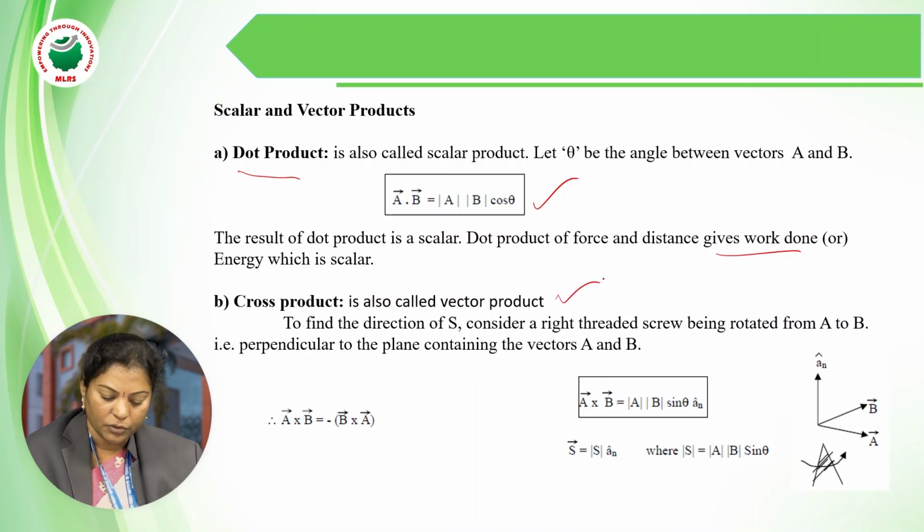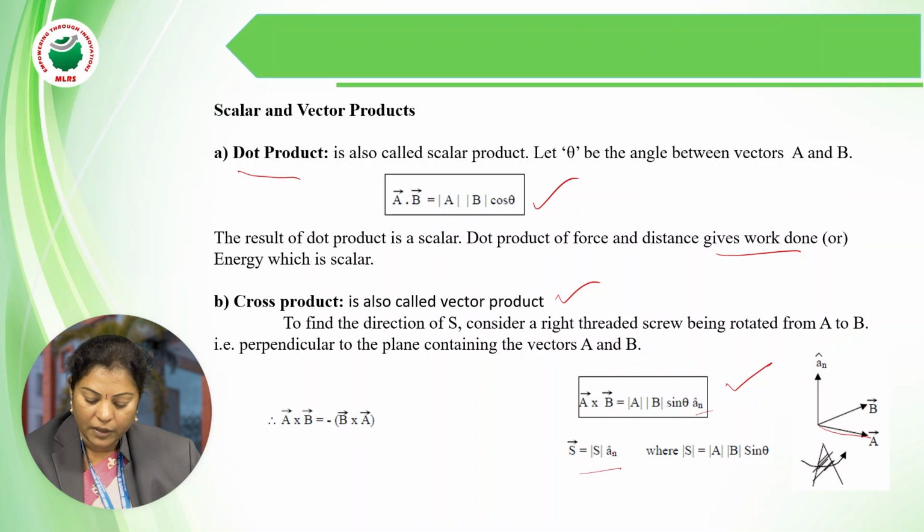Next, the cross product. It is also a vector product. To find its direction, consider a right-threaded screw being rotated from A to B. It moves perpendicular to the plane containing the vectors A and B. So the cross product is A cross B equal to modulus of A, modulus of B, sin theta, in the direction of n. Here S equals modulus of S times A n, where S is nothing but modulus of A, modulus of B, sin theta.